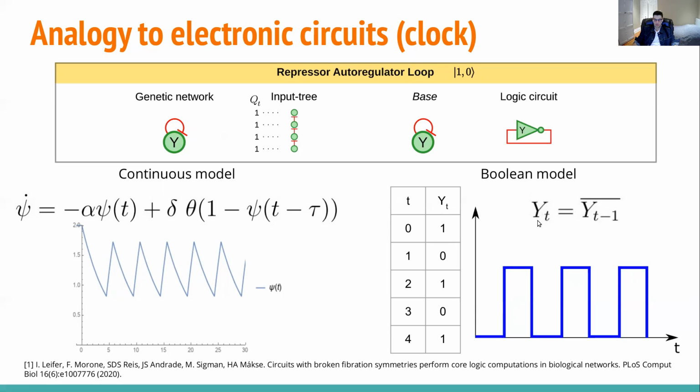So the Boolean model here is Y at the moment T is equal to not Y at the moment T minus 1. And so if we start at moment 0 at 1, then next is going to be 0, then it's going to be 1, 0, 1. So it's going to oscillate, it's going to go up and down. So this system doesn't have a state where it's stable. So there is this frustration that creates tension in the system.